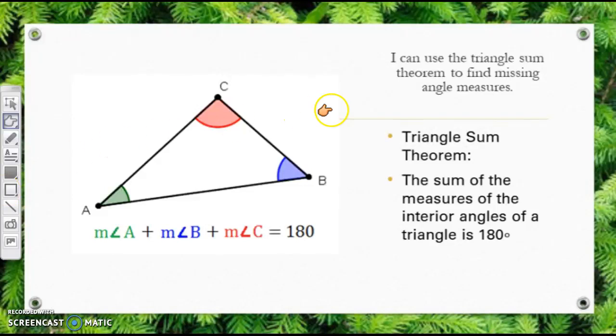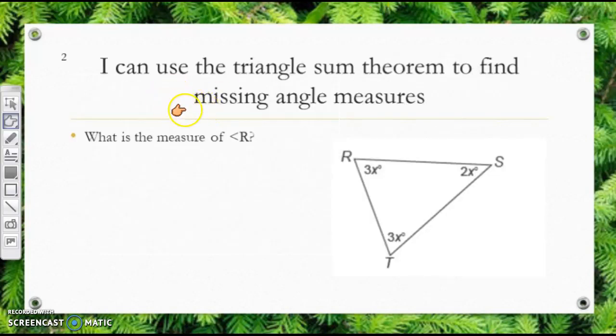So the next thing we talked about in Unit 5 was the triangle sum theorem. We want to make sure that you can use the triangle sum theorem to find missing angle measures. Just a reminder, the triangle sum theorem says that all three of the angles of the triangle have to add up to 180 degrees. So let's look at an example.